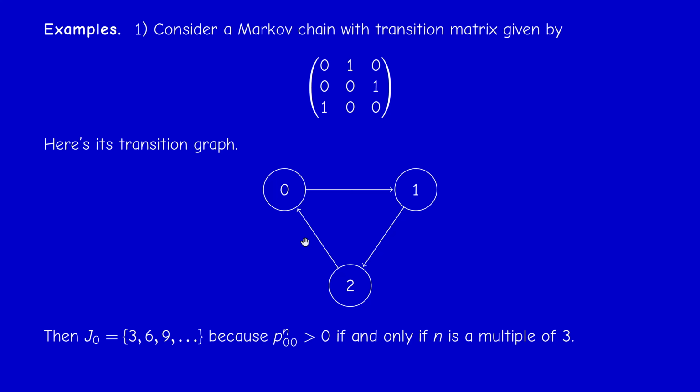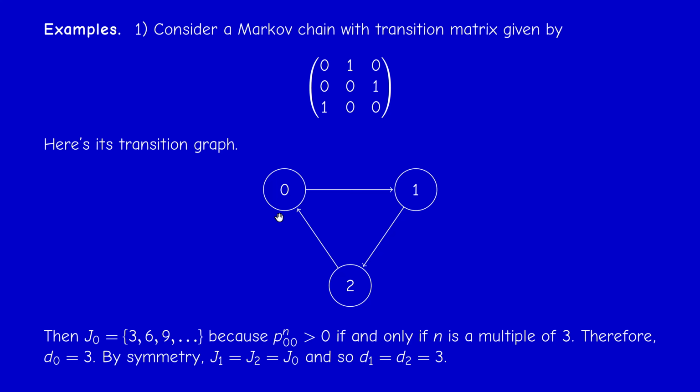Okay, and now, what is d_0? The greatest common divisor of the set is of course 3. So 0 has period 3. And by symmetry, J_1 is also J_2 is the same set, and d_1 equals d_2 equals 3. Now, this is not a coincidence, because we shall see in a moment that all communicating states have the same period, which is called the period of the class.